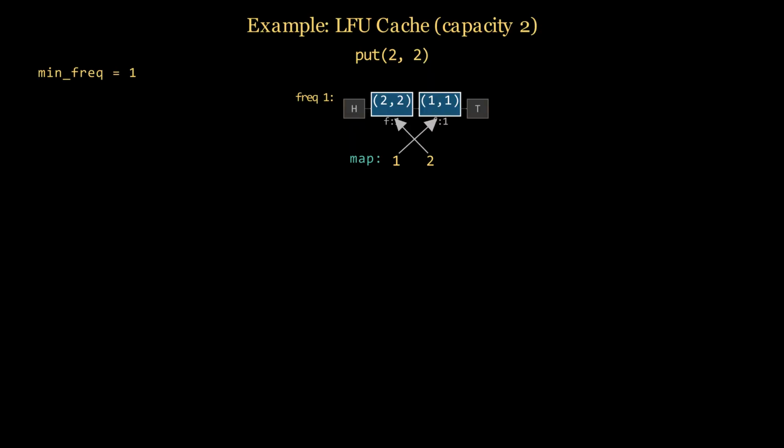Put 2,2. We add a new node with key 2, value 2, frequency 1. Both keys are in the frequency 1 bucket. Within the bucket, key 2 is more recent and key 1 is least recent. Min_frequency is still 1.